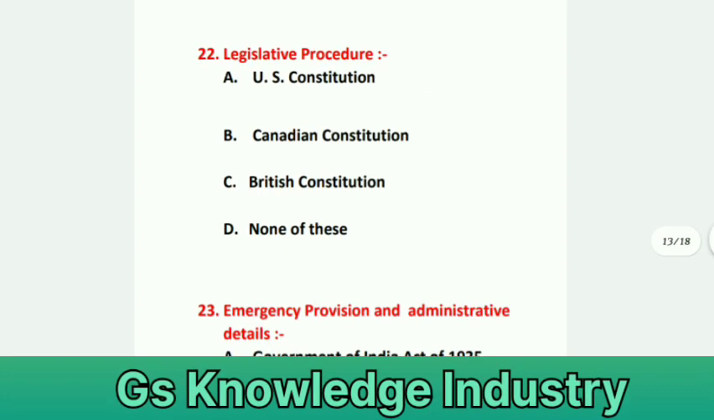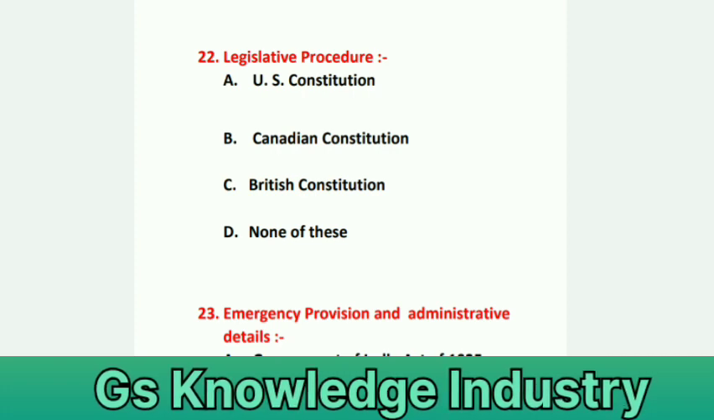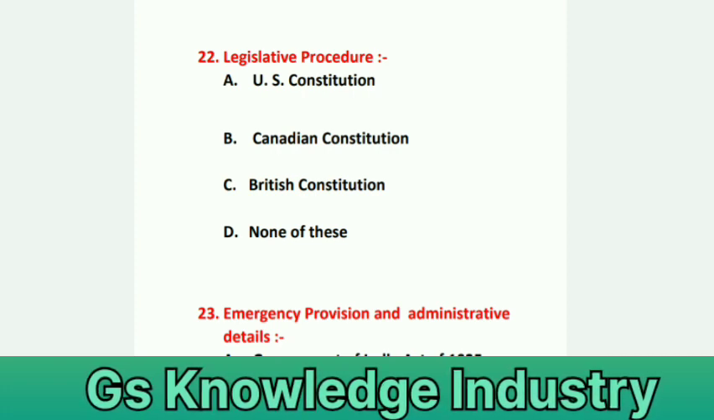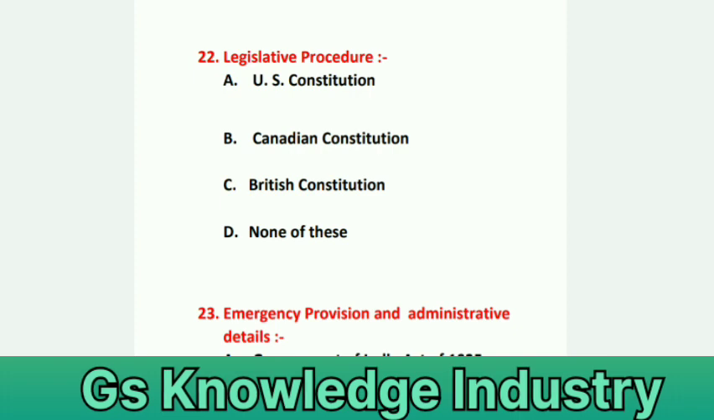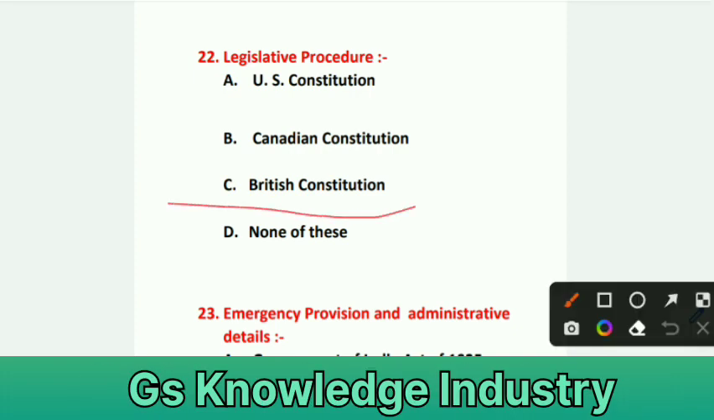22 number question. Legislative procedure has been came from which constitution? Legislative procedure system has been came from British Constitution. The answer is option C. British Constitution.